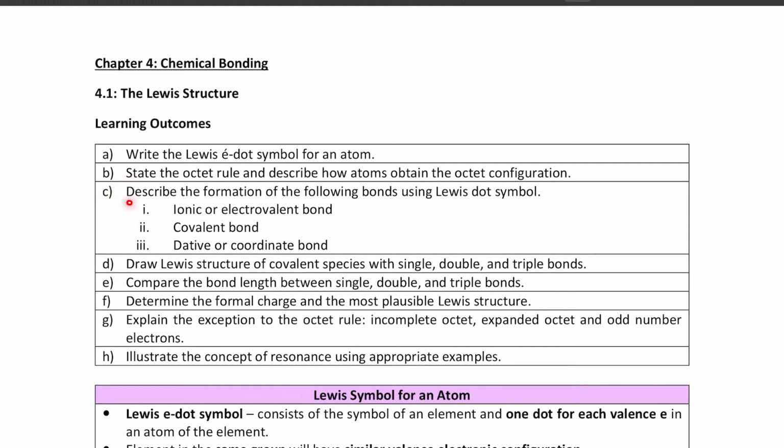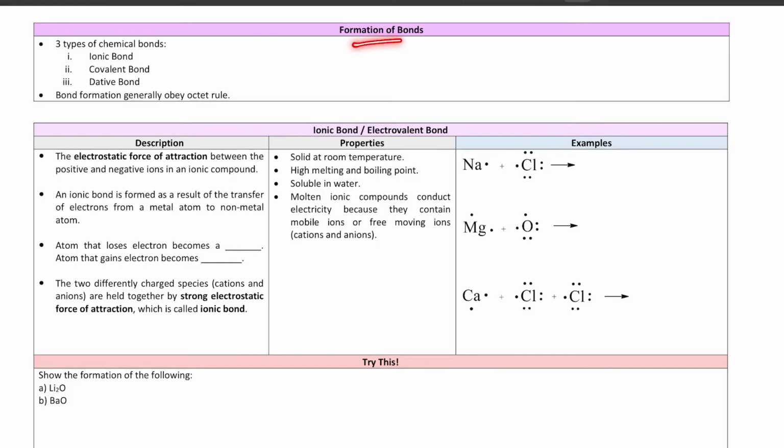Okay, so by the end of this video you should be able to describe the formation of the following bond using Lewis dot symbol that we have learned in the previous video. Okay, so I will cover ionic or electrovalent bond and covalent bond only. Formation of bonds. Okay, so there are three types of chemical bond, and that are ionic bond, covalent bond, and dative bond. As I mentioned before, I will teach you two types of bond in this video, ionic and covalent.